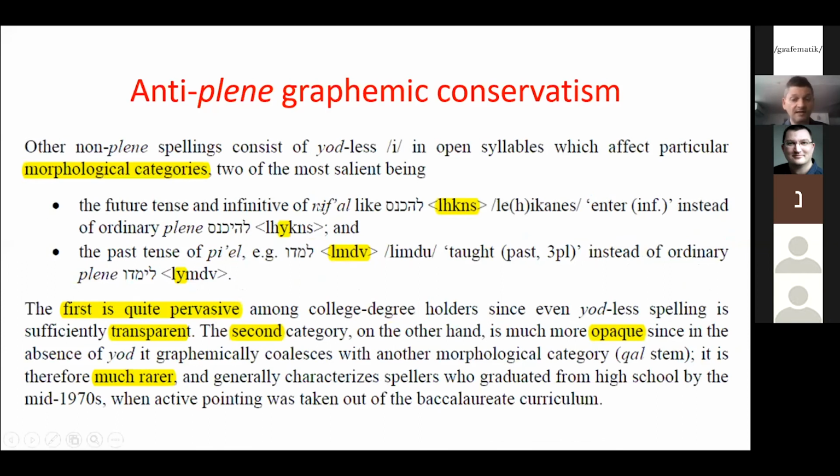It also has some morphological categories which are more resistant than others, as happened just before this talk when I sent the link to a friend of mine, and she said, okay, we will come in, and she wrote Nikanes, we will come in, without the yod, which is a good example. It just happened. Well, she's an intellectual, and she just wrote it as she's used to.